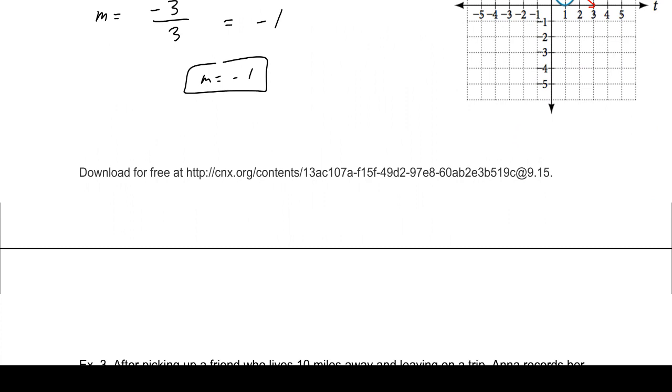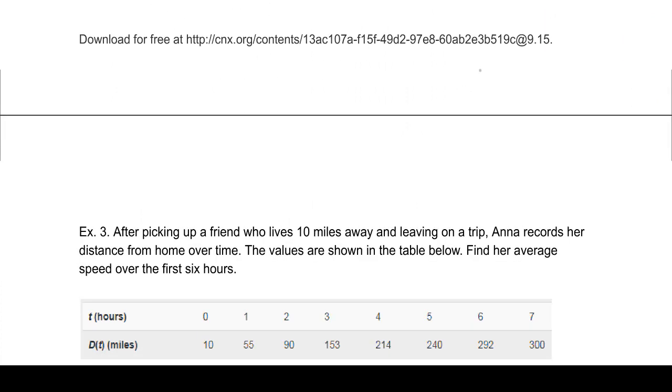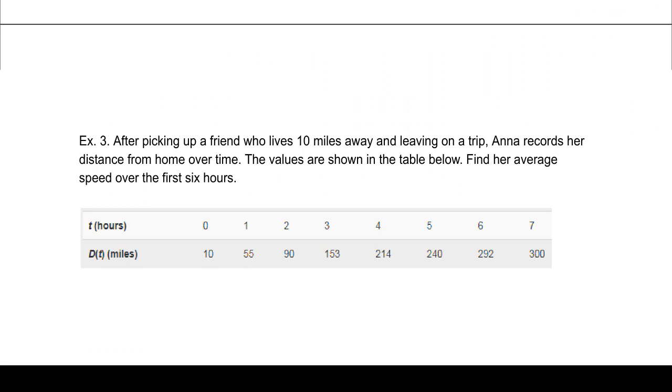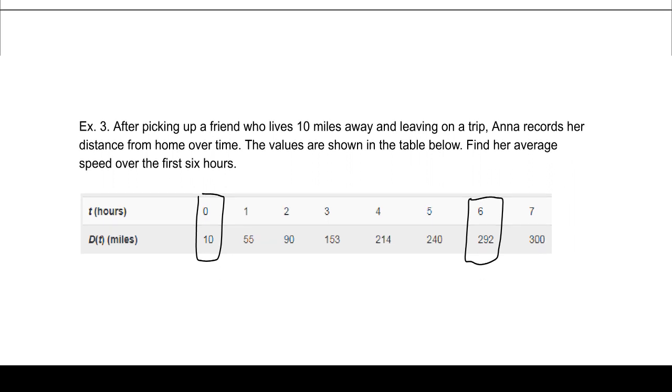All right, number 3. After picking up a friend who lives 10 miles away and leaving on a trip, Anna records her distance from home over time. The values are shown in the table below. Find her average speed over the first 6 hours. So for the first 6 hours, the points we are looking at are from here to here, from time 0 to time 6.